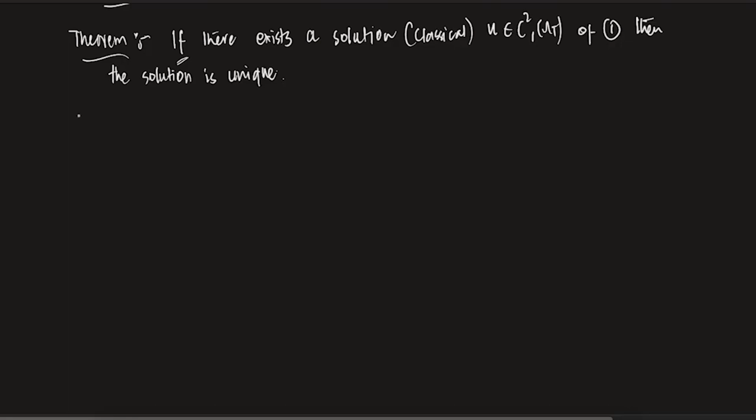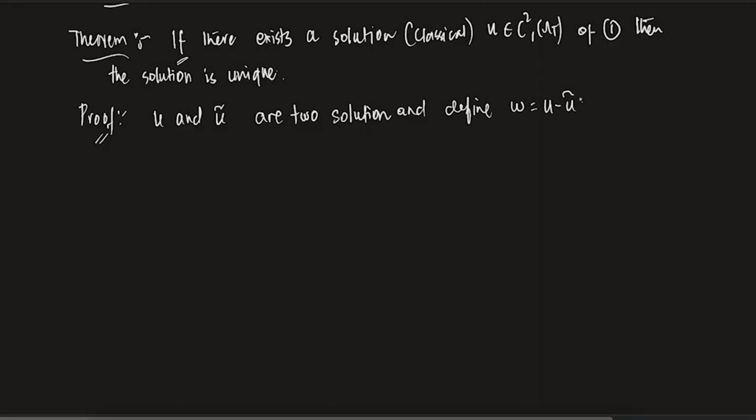So let's look at the proof of this. We'll actually prove all this, how to find the solution and everything. But for now, let's just assume that if there is a solution, it has to be unique. So let's say u and u tilde. This is our usual thing. u and u tilde are two solutions. You know that whenever we want to find uniqueness, we start with two solutions, and you define w to be u minus u tilde.